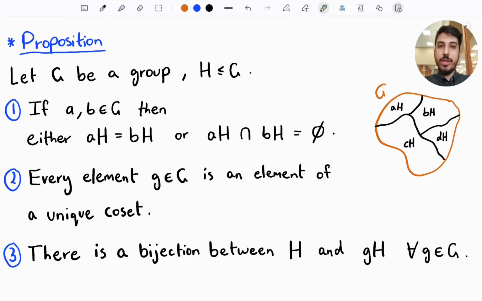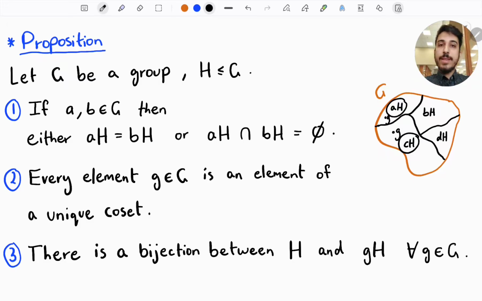of the group G. The second result talks about every element g in G: where does it belong? So every element g in G, not only does it belong to one of the cosets of H, but it only belongs to that coset. It does not belong to any other coset of H. So for example, if g was here, then we can never have that g is here as well, unless of course AH is equal to CH.